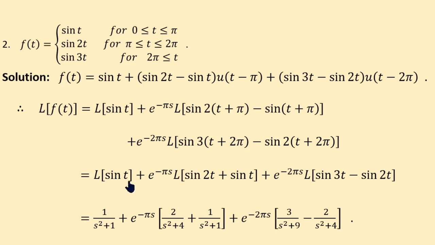Therefore, the Laplace transform of sin t is 1 by (s square plus 1), plus e power minus pi s into the Laplace transform of sin 2t, that is 2 by (s square plus 2 square), plus sin t, 1 by (s square plus 1 square), plus e power minus 2 pi s into the Laplace transform of sin 3t, that is 3 by (s square plus 3 square), minus sin 2t, Laplace transform 2 by (s square plus 2 square).